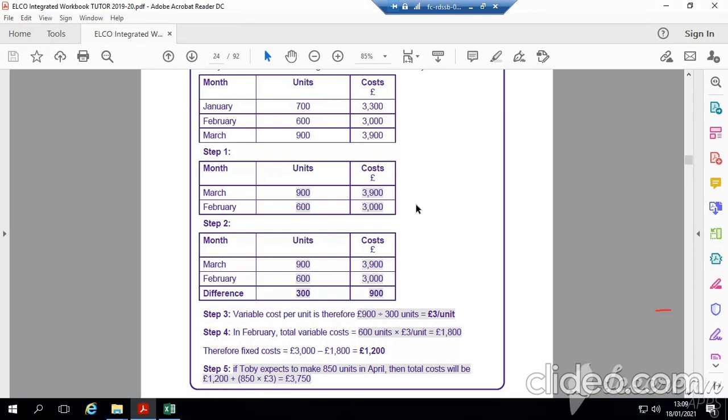So 900 divided by 300 is equal to £3 per unit. For every unit we produce, we have to pay £3 as a direct cost. Then there is the fixed cost, which you have to calculate. For example, 600 times 3 is 1800, so 3000 minus 1800 means 1200 as a fixed cost.